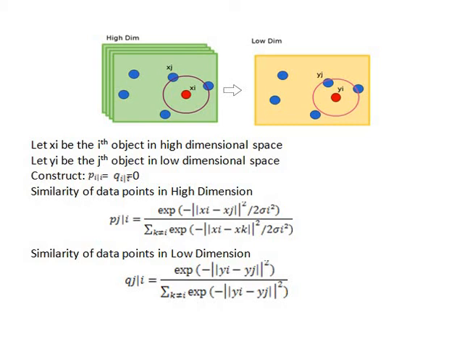So we have to calculate the similarity probability for each data point in the high dimension as well as in the low dimension. This is the required formula for obtaining the similarity probability of each data point in the high dimension, and this is the required formula for the low dimension. Stochastic neighbor embedding starts by converting high dimensional Euclidean distances between the data points into conditional probabilities.